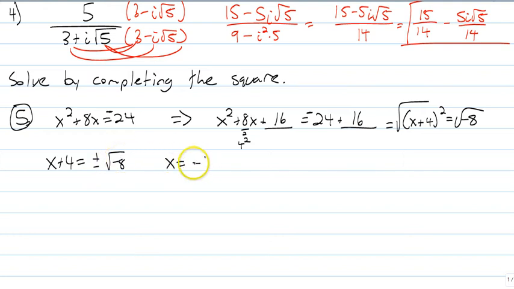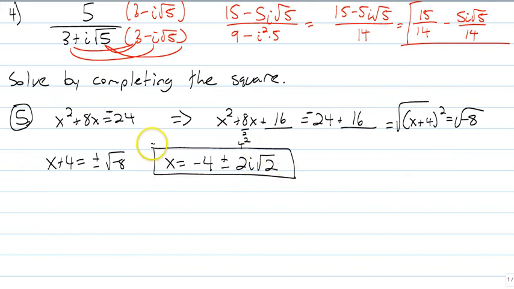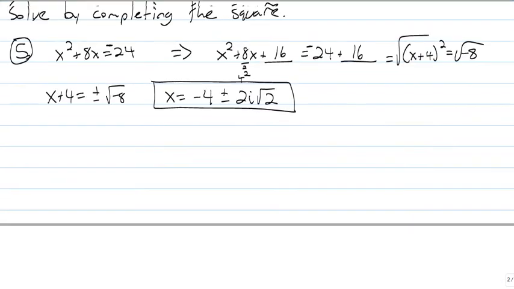x is equal to negative 4 plus or minus... Hopefully you realize that the square root of 8 is 2 root 2, and then the negative makes an i. So this is my final answer. And again, if you did the quadratic formula with this, you would get the same thing. But this sometimes works better, especially if you can complete the square with nice numbers. Alright, let's look at number 6, and then that's it.